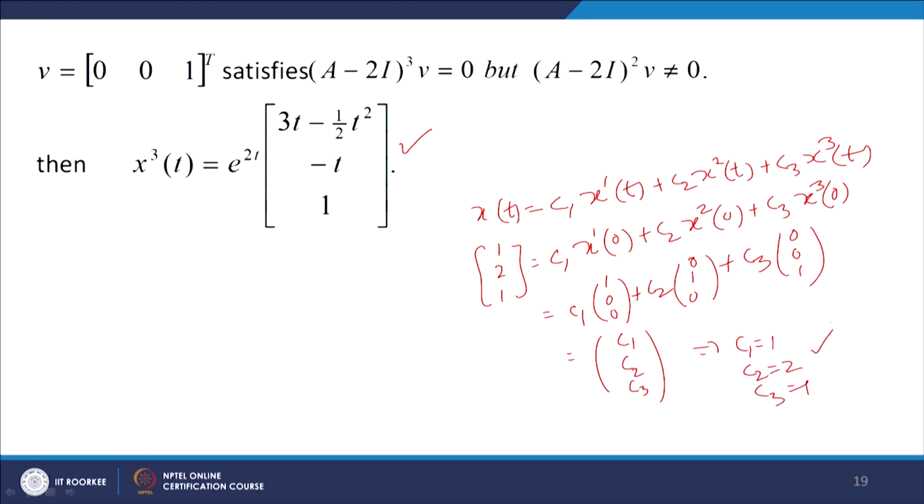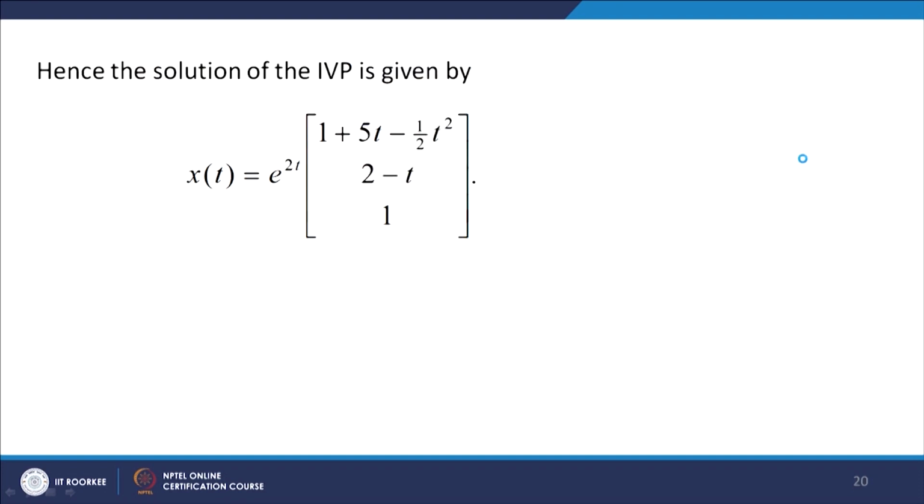So, put these values of C1, C2, C3 here, okay, you get the solution of the initial value problem. So, the solution of the initial value problem is x(t) equal to e to the power 2t times this column vector: 1 plus 5t minus half t square, 2 minus t, and 1. So, this is how we solve the homogeneous vector differential equation with constant coefficients in the case where the characteristic equation has equal roots. In the next lecture we shall discuss the non-homogeneous vector differential equation with constant coefficients.